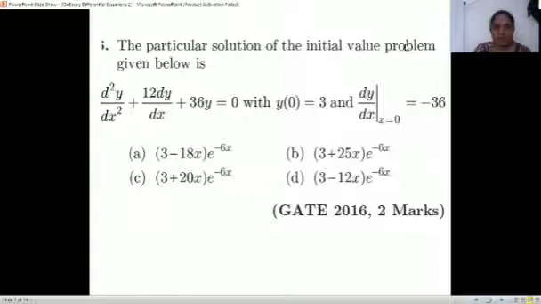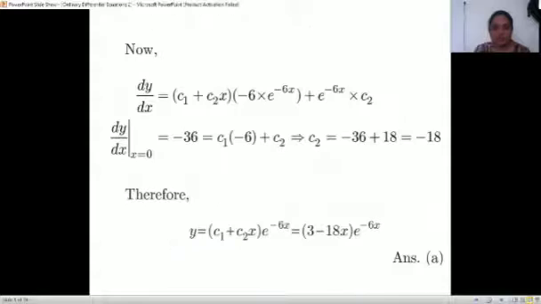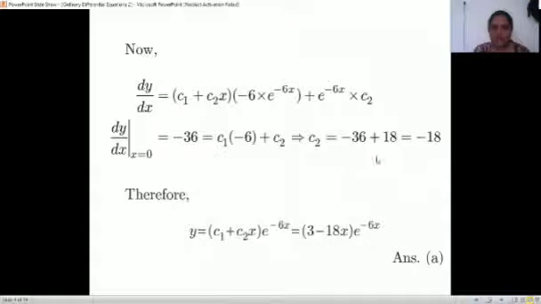Then the initial conditions are given: y of 0 is 3 and dy by dx at x is 0 is minus 36. So y of 0 is 3, that is, when x is 0, we find c1. So c1 is 3. Secondly, we take the derivative of y, dy by dx. Here it is your y. If we see, there are two terms with x. This is the first term and this is the second. So taking the derivative, we leave the first term as it is and take the derivative of the second, plus the second as it is and the derivative of the first, that is c2.